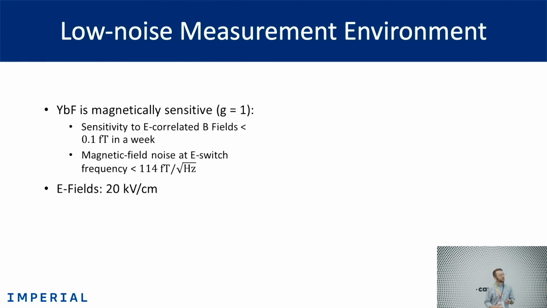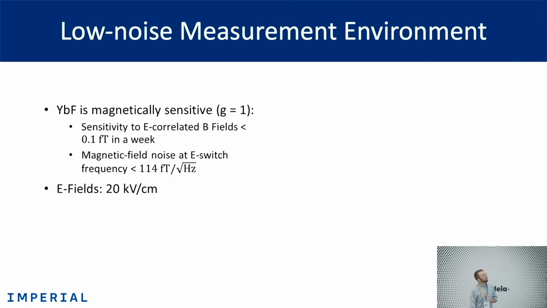Then to the heart of the experiment, one flaw to using ytterbium fluoride is that we use this ground state, which is magnetically sensitive. Because the g-factor is 1, we have to very well control our magnetic fields to not add additional noise to the measurement. Some requirements we have: any correlated fields with the direction of the electric field could be a systematic that we can't distinguish from a real electric dipole moment.